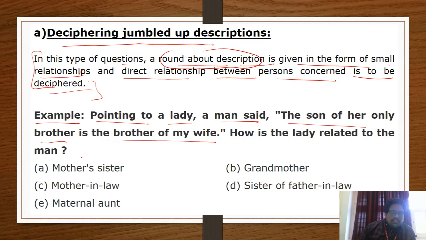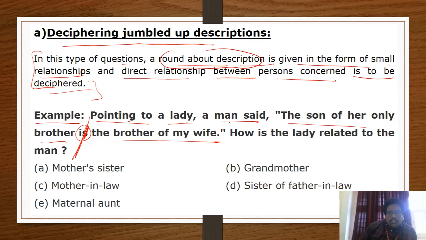So whenever this kind of question comes, don't get confused. First point. Second, you have to break the sentence. How to break the sentence? Whenever you see is or are, you have to break the sentence. That means now I have divided the given sentence into two parts: the son of her only brother, the brother of my wife. Now after breaking, you have to start from the last for this sentence and from the first for the other sentence. So this is a common point.